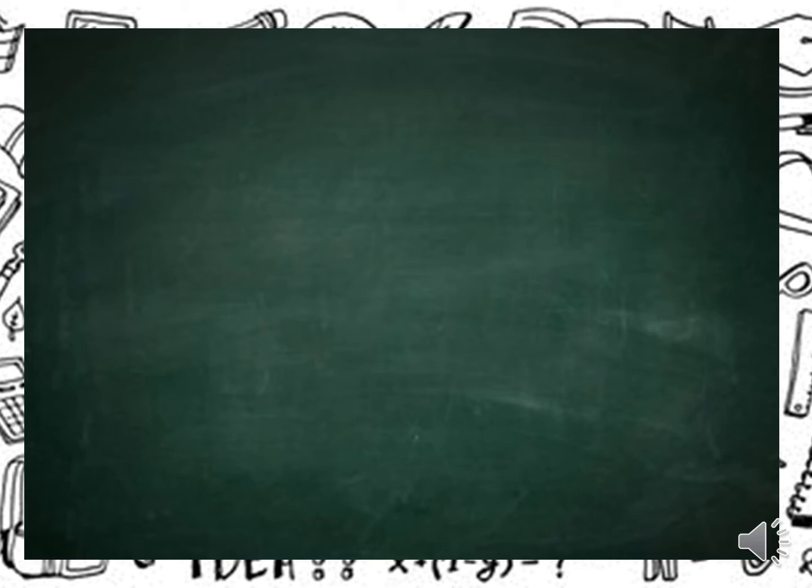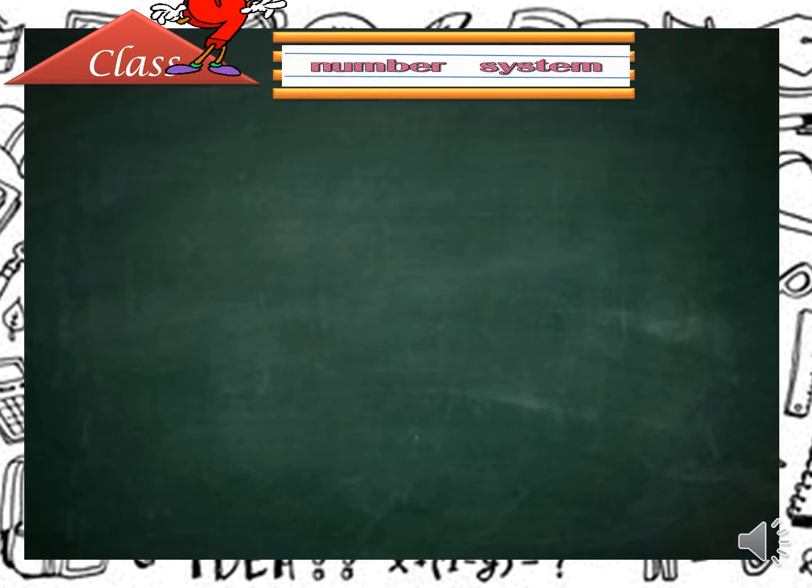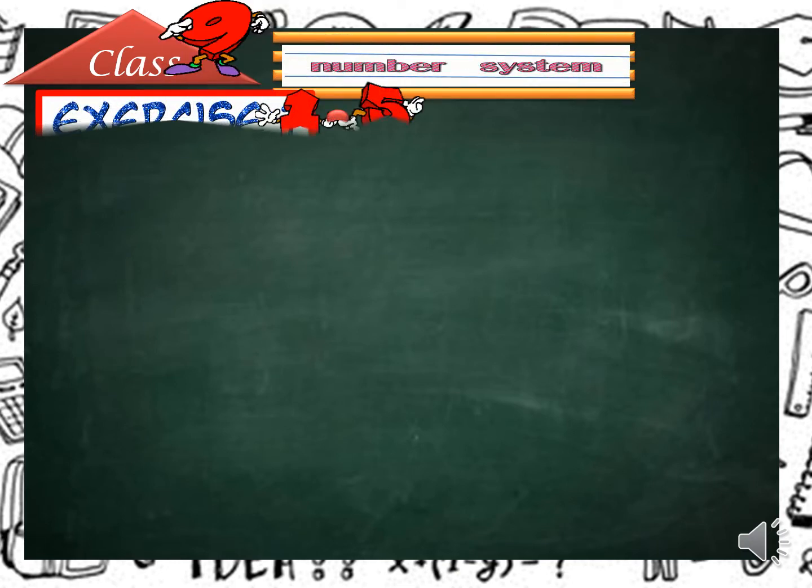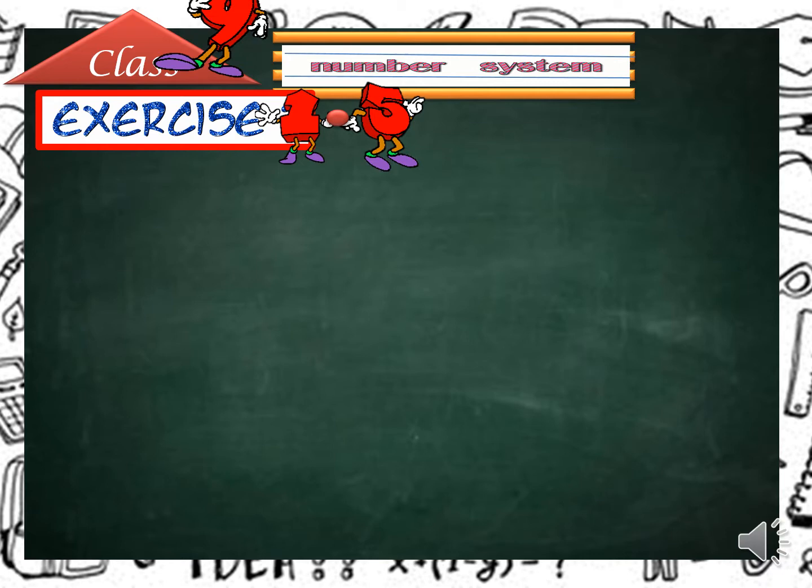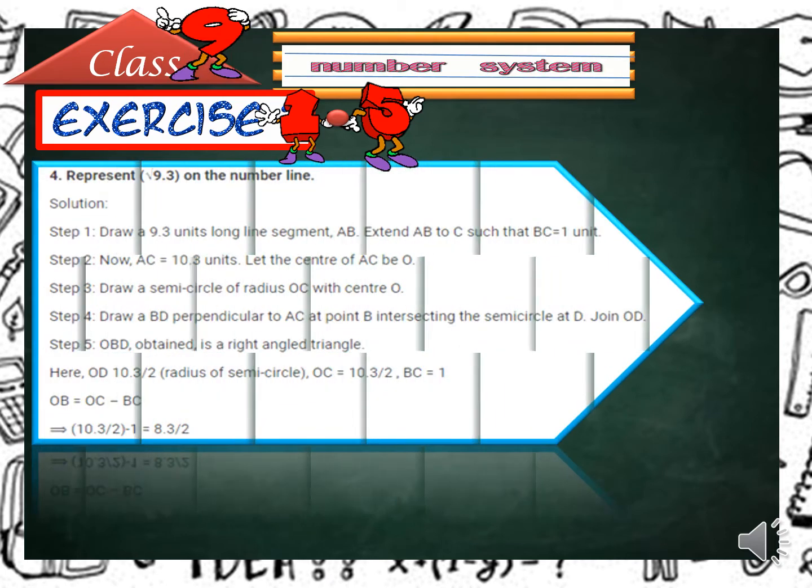In this video we are going to see class 9 Maths, chapter 1 Number System, exercise 1.5. In exercise 1.5 we have covered till the third sum. So in this video we are going to see the fourth sum and fifth sum. So let's continue with the fourth sum.